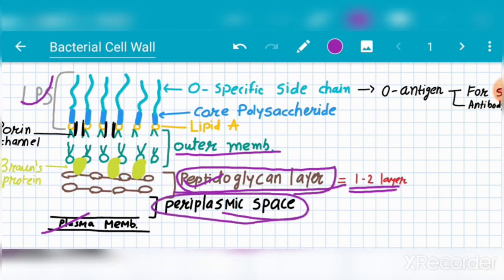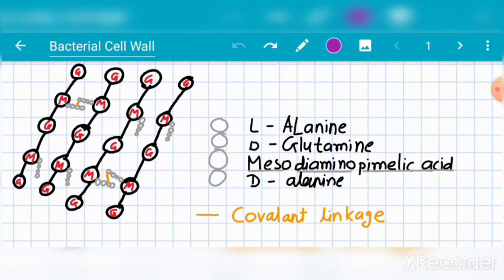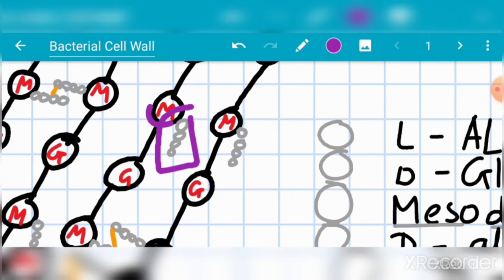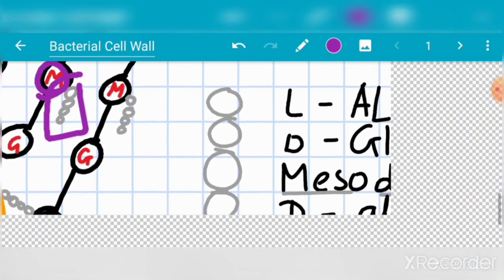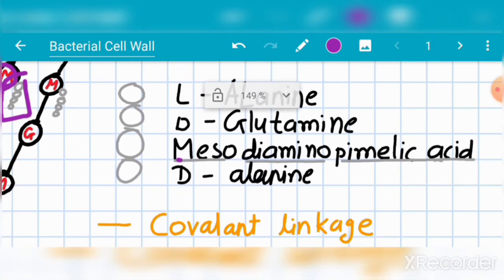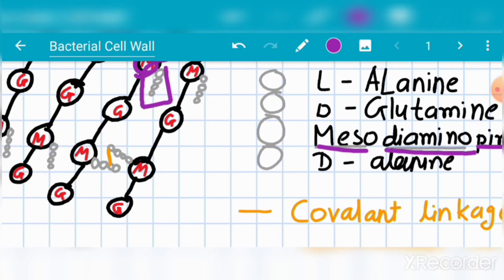The peptidoglycan layer of gram-negative bacteria is structurally different from what we studied for gram-positive bacteria. The difference is that the tetrapeptide chain, which ascends from N-acetyl muramic acid, has meso-diaminopimelic acid on its third position instead of L-lysine. This meso-diaminopimelic acid is connected to the adjacent chain's D-alanine by a covalent linkage.